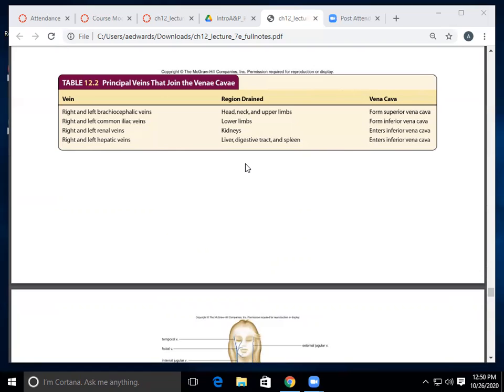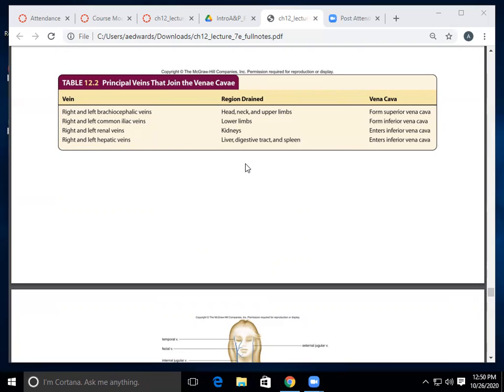All right, so you have the right and left brachiocephalic veins. They're draining the head, neck, and upper limbs. Okay, there's a brachiocephalic artery, brachiocephalic vein. What does brachio mean? Anybody remember? Arm. What about cephalic? Head. So it drains your head, neck, upper limbs, and forms the superior vena cava.